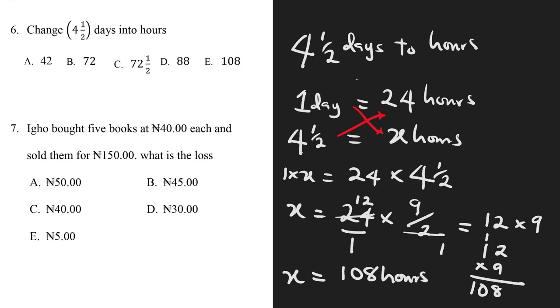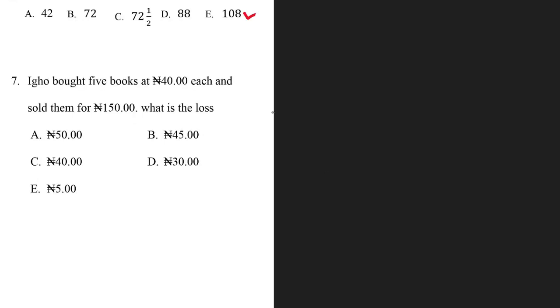So 4.5 days is equal to 108 hours. So let's check our options. Do you have 108 hours? Yes, that's E. Alright, question 7 says Igohu bought 5 books at 40 naira each.